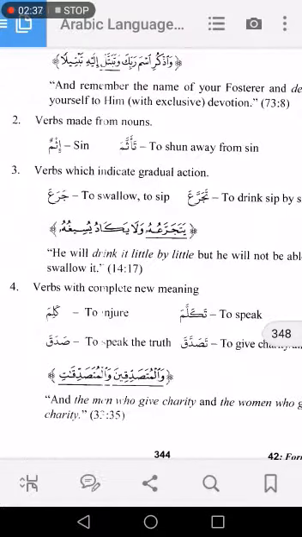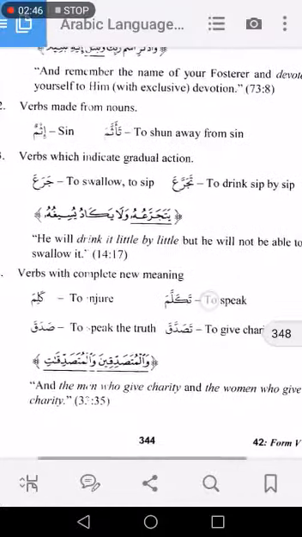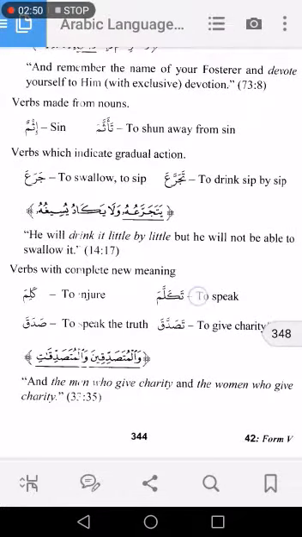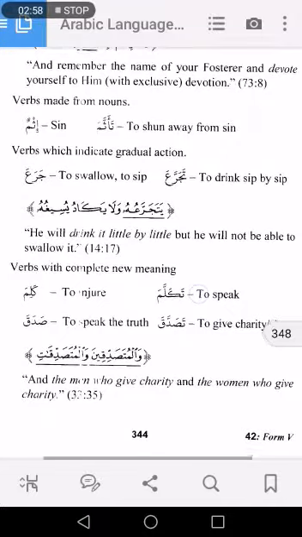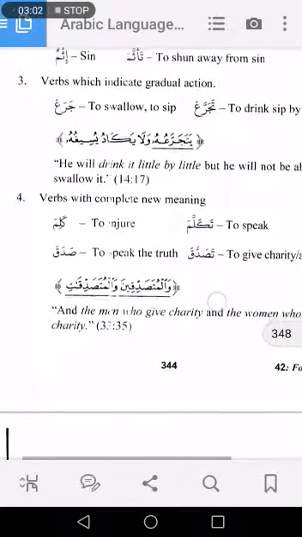Like jara'a means to swallow or to sip. Jara'a, you're swallowing or taking a sip. Tajarru'a is you doing the action gradually, to drink sip by sip. Tajarru'a. This is there in Surah 14, Ayah 17. يَتَجَرَّعُهُ وَلَا يَكَادُ يُسِيغُهُ. He will drink it little by little, but he will not be able to swallow it.